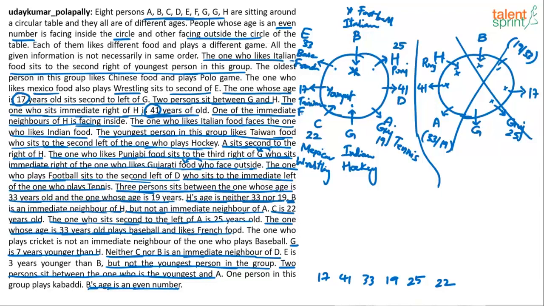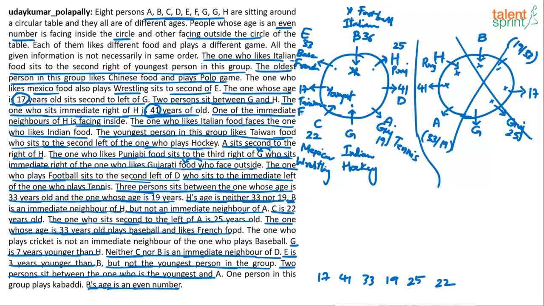The oldest person in this group likes Chinese food and plays polo. I think the oldest person has to be D only. I'll tell you why. If you read this statement, it says E is 3 years younger than B. If E is 33, B should be 36. Now look at this, all the ages are done: B, E, 36, 33, 17, 22.